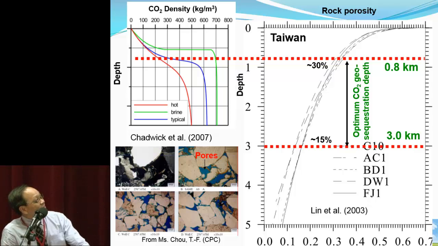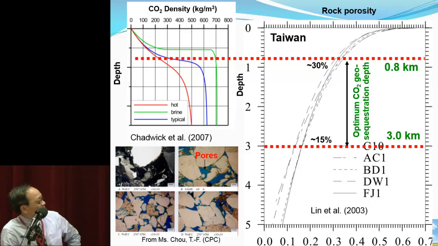And this one shows the CO2 density. When the depth increases, the CO2 density increases in different scenarios, but the blue one shows the typical one. You see that below about 0.8 kilometers, the CO2 density increases more. So that's why geologists tend to store CO2 beneath 0.8 kilometers in depth.